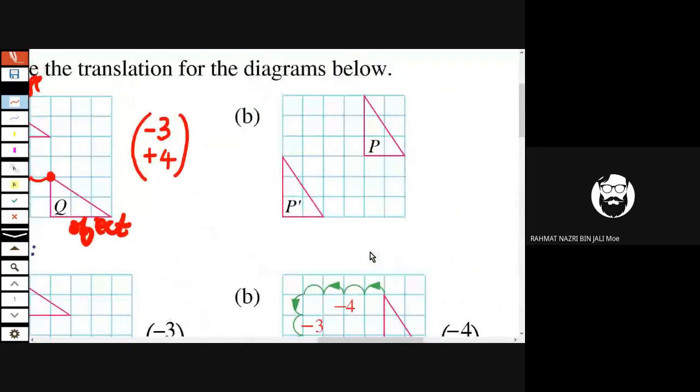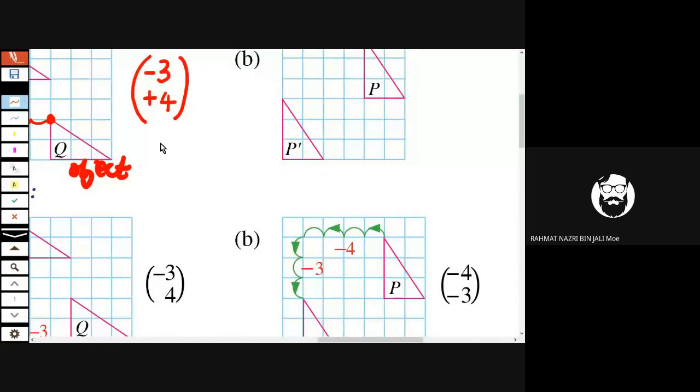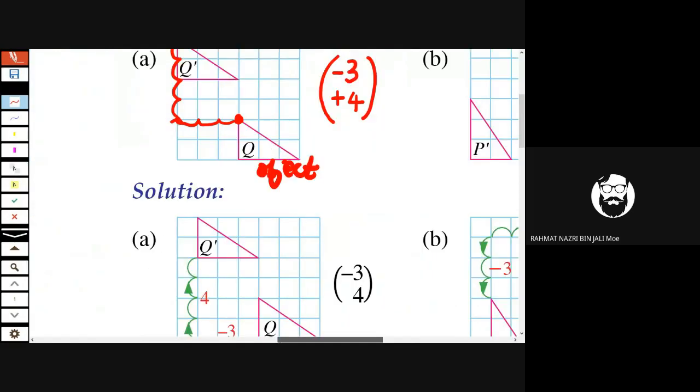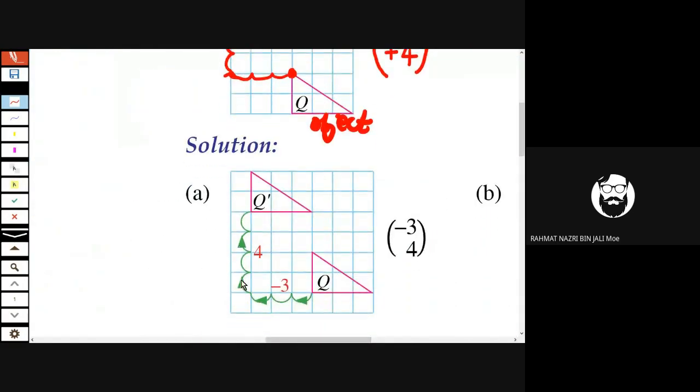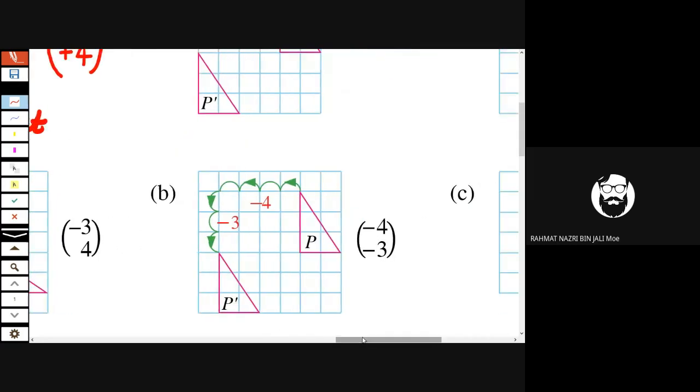Okay, untuk soalan B, okay, betul, -3, 4. Ini solution yang dia buat. Macam inilah pergerakan dia, ke kiri, kemudian ke atas. Dia tidak boleh ke kanan sebab image is located on the left of object. So it will move to the left and upward.